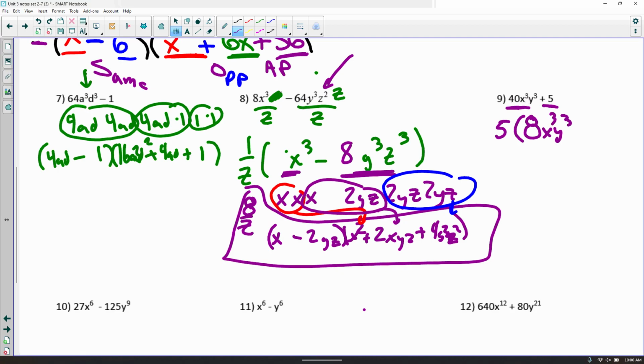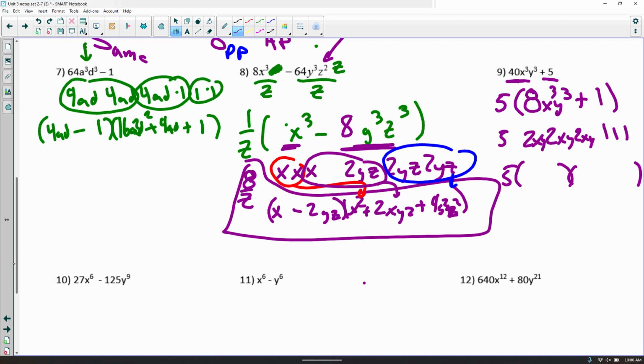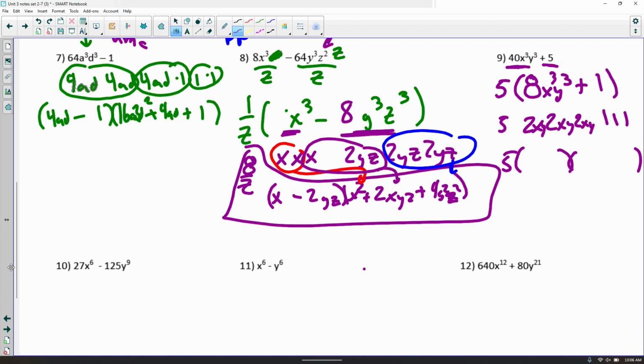X cubed, Y cubed, plus 1. Oh, look at that. That's just 2x. Whoops, I'm missing the Y. And 1, 1, 1. So I will stop there on that one because you're just going to fill in the pattern for me. I want to get down to number 10 just in case you show this up in your homework in the next couple nights.